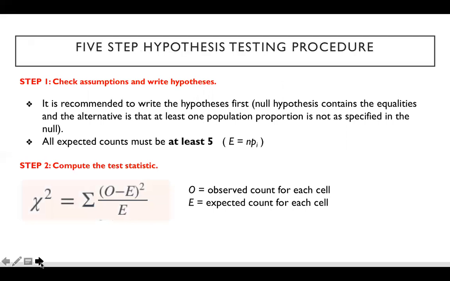So again, going through the 5-step hypothesis testing procedure, we're going to check our assumptions and write our hypotheses, although here it's recommended to write the hypotheses first, and then just make sure that all your expected counts are at least 5. So you can check that by taking n times p. Then calculate your test statistics. So again, we went over the chi-square test statistic formula previously. Calculate it for each cell and then find the sum of each cell to get the test statistic.